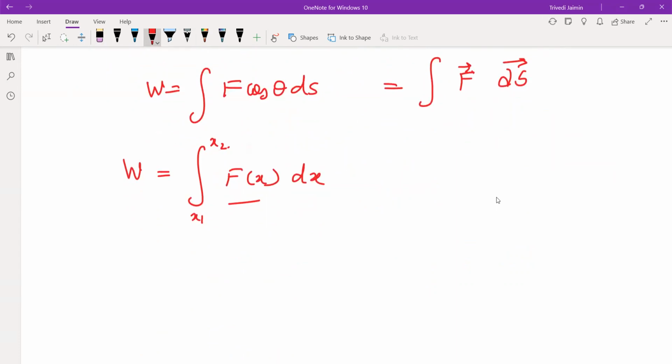So this force is resultant force, force of x. And this work is total work.